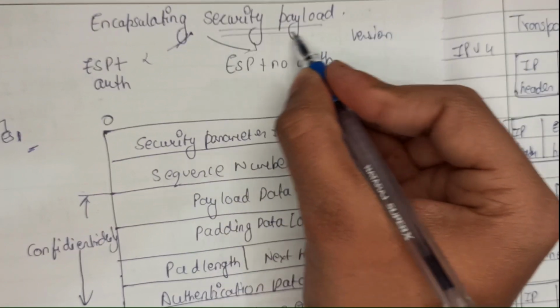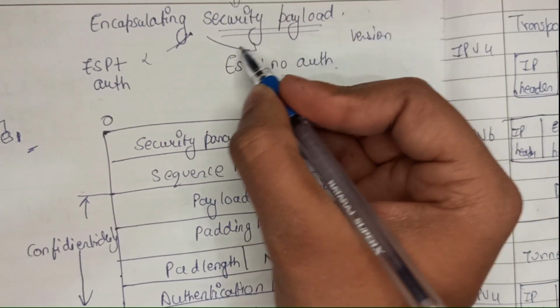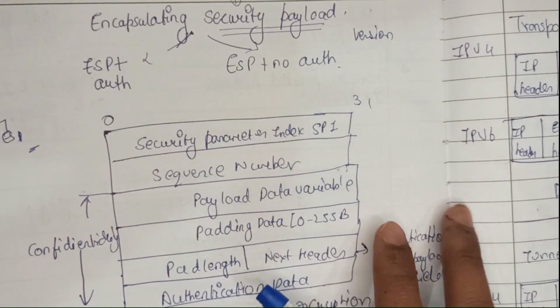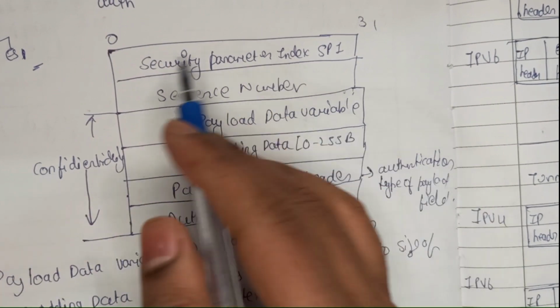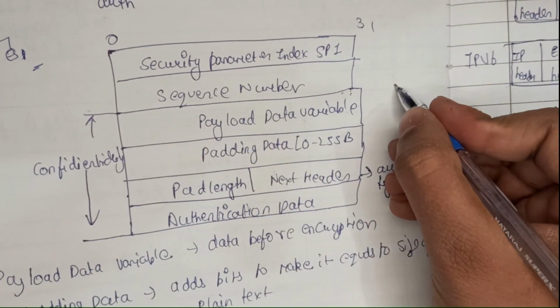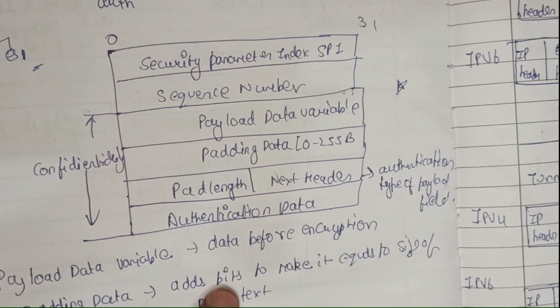What do we mean by security payload? Payload is nothing but adding the data with a security bit. So that is what is encapsulating security payload. Now let's look at how it looks. So basically this is the diagram. If they ask about ESP, draw this diagram. This is an important diagram. Let's understand how it works.